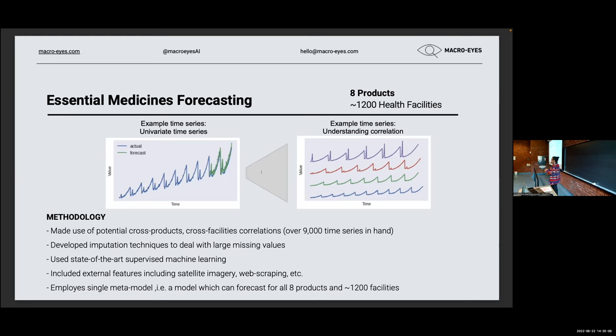which is at hand. So create different features from this data, and also try to not only focus on the DHIS2 data, but look at whatever publicly available data is out there, like satellite imagery, web scraping, whatever could be correlated with the consumption that we have at hand. And then also looking at all these time series at the same time, to find whatever different orders of correlation we can find in this pattern across different facilities or products to help our prediction. And these are all done with the so-called supervised learning or machine learning approaches that we developed at MacRise.